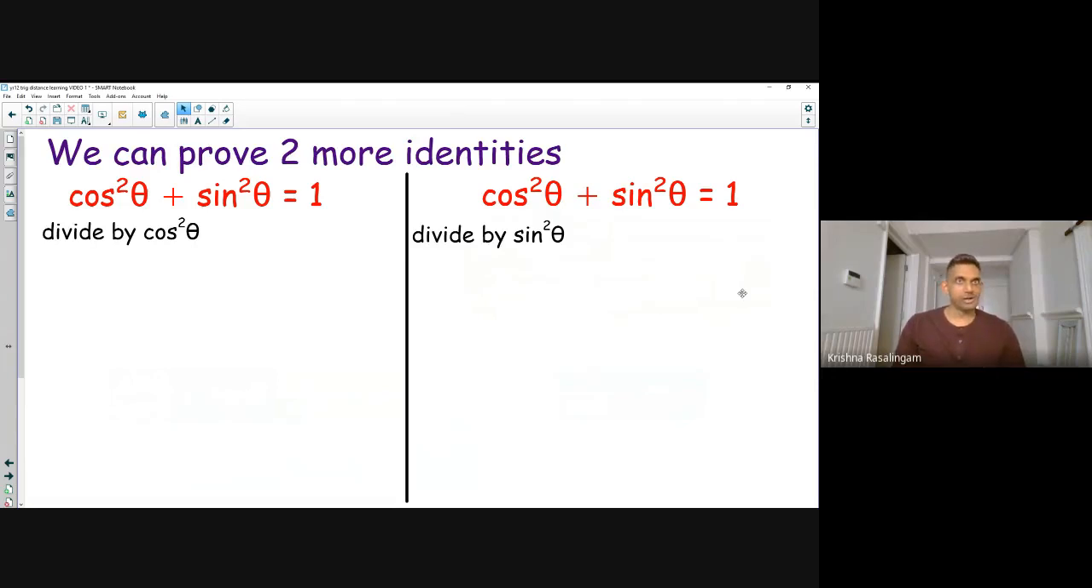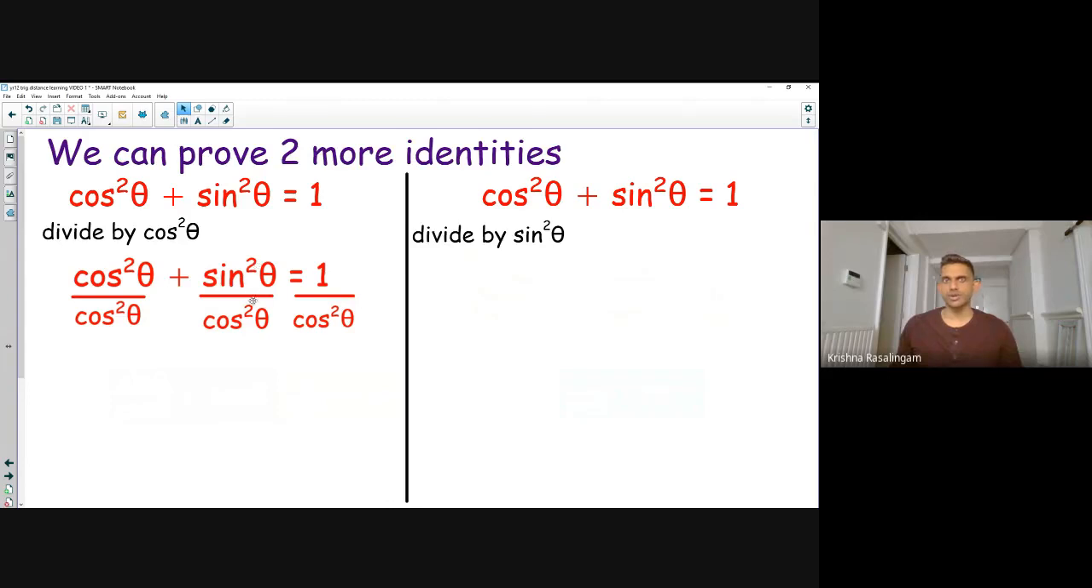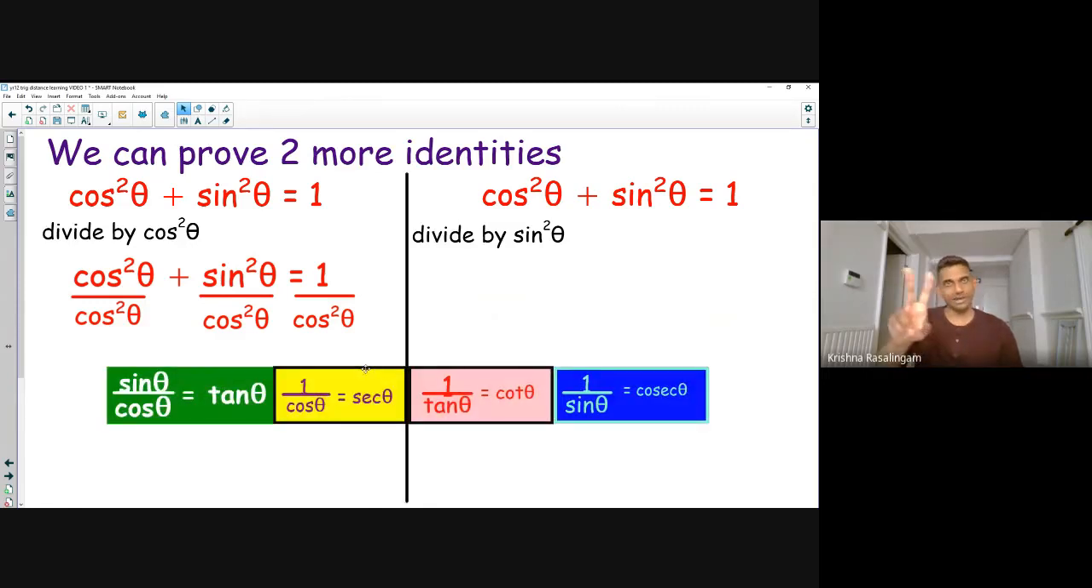If I deal with the left-hand side, cos squared over cos squared is 1. Sine squared over cos squared is tan squared. And 1 over cos squared is, I don't remember. Hopefully you've written it down. If not, I've got you back. So 1 over cos is sec. Therefore, 1 over cos squared is, you got it, sec squared. So simple as that. So we end up with 1 plus tan squared theta equals sec squared theta.